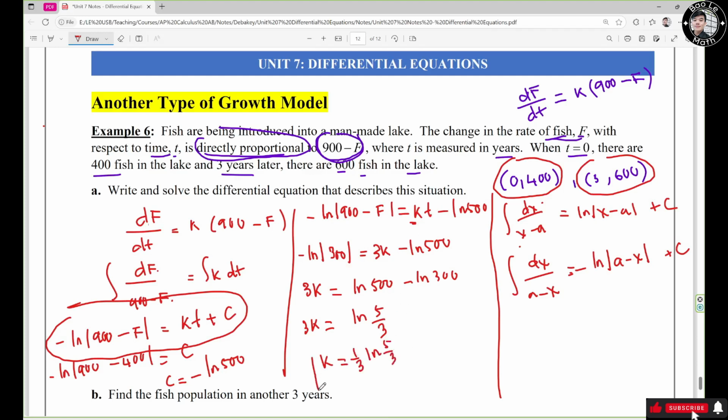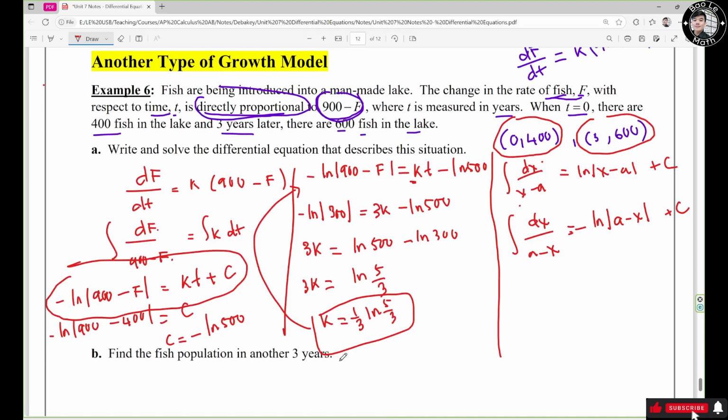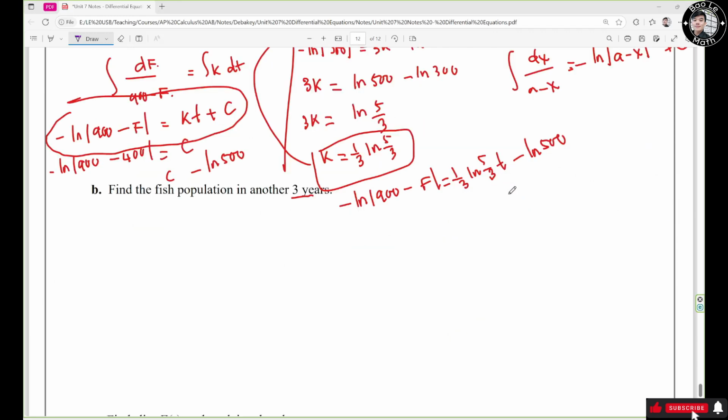So then I substitute this back into the equation right here. So I have negative natural log of absolute value of 900 minus f equals 1/3 natural log of 5 over 3. Now be careful, t is right here multiplied by natural log of 5 over 3. It's not 5 times t, so be careful. You need to bring t to the front, so I can write this one as t over 3. And then I need to erase this one, to get rid of the mistake.